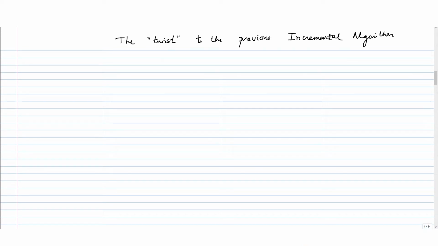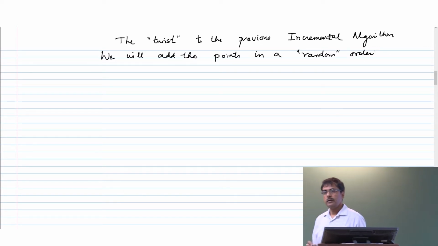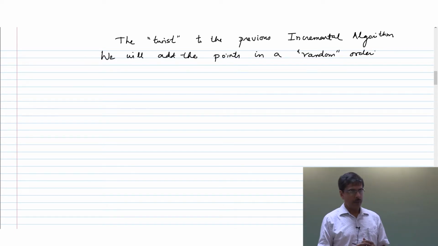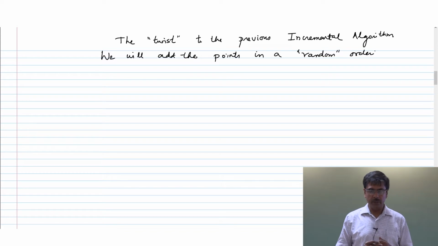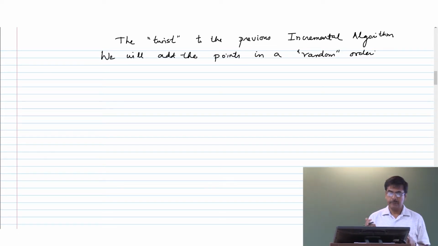So, this is an incremental algorithm, and the twist that I am mentioning is that the only thing that is left somewhat undefined is we will add the points in a random order. I just said we are going to add the points, I did not say how. Now, I am saying I am going to add the points in a random order. Random order means that all permutations are equally likely. Okay.